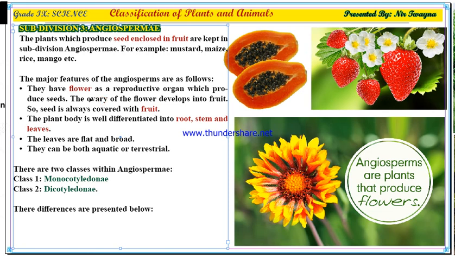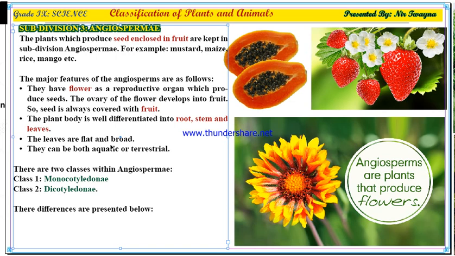I hope you don't have any confusion over this point. They have flower as reproductive organ which produces seeds. The ovary of the flower develops into fruit, so seed is always covered with fruit. And the second character: the plant body is well differentiated into root, stem and leaves. This is one of the characters which makes it the most advanced among the plant kingdom, isn't it?